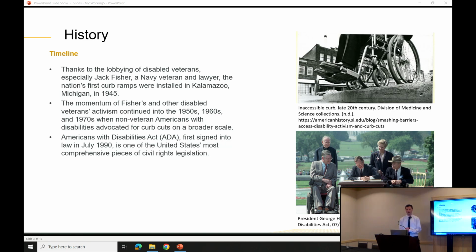When it comes to curb ramps, as many of you know, they have been around in North America since the 1940s. Thanks to the lobbying of disabled veterans, especially Jack Fisher, a Navy veteran and lawyer, the nation's first curb ramps were installed in Kalamazoo, Michigan in 1945. So it wasn't too long ago, in terms of looking at it globally.